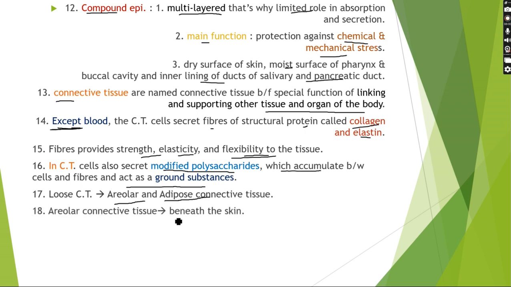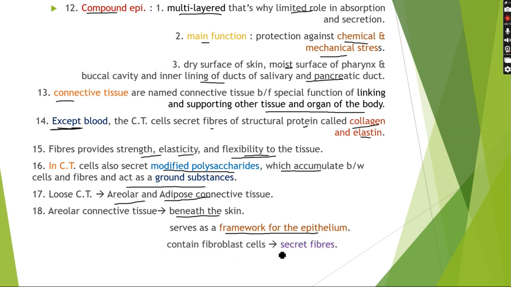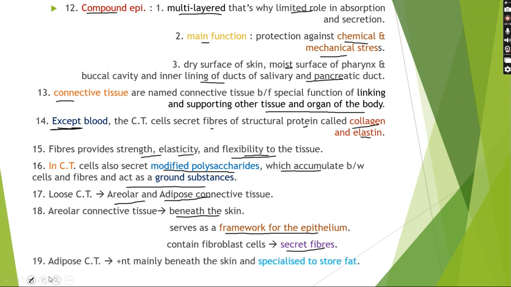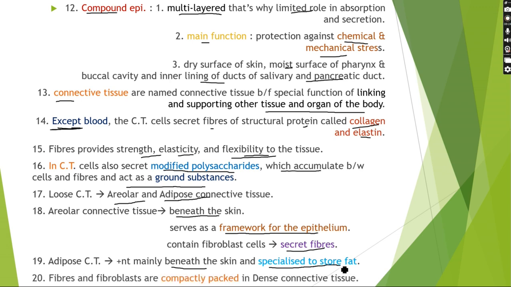Okay, so areolar connective tissue कहाँ present है? Beneath the skin, okay, and serve as a framework for the epithelium. ये important point. Serve as a framework for the epithelium and contain fibroblast cell which secrete fibers. And then adipose connective tissue. Adipose connective tissue present mainly beneath the skin and specialized to store fat. Okay, ये भी important. And then fibers and the fibroblast are compactly packed in the dense connective tissue.